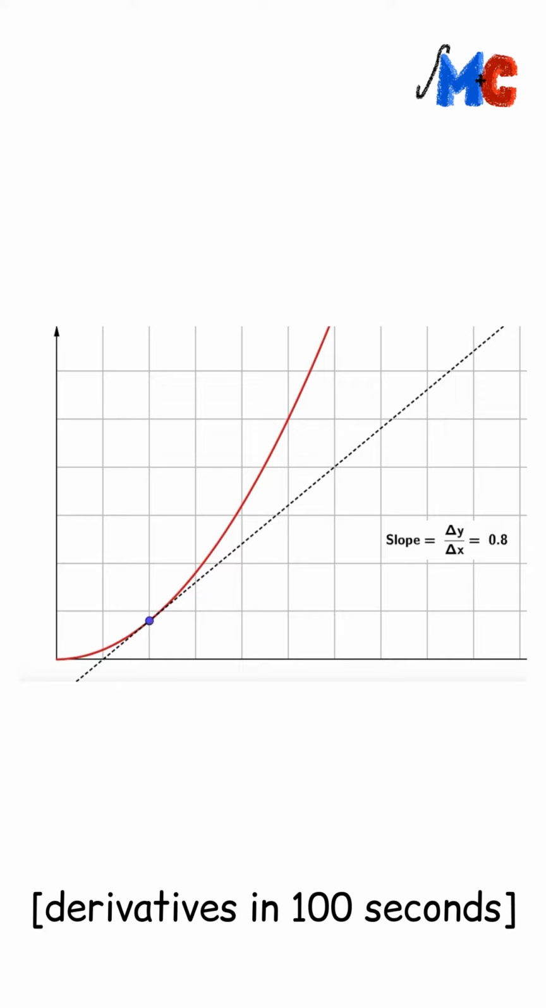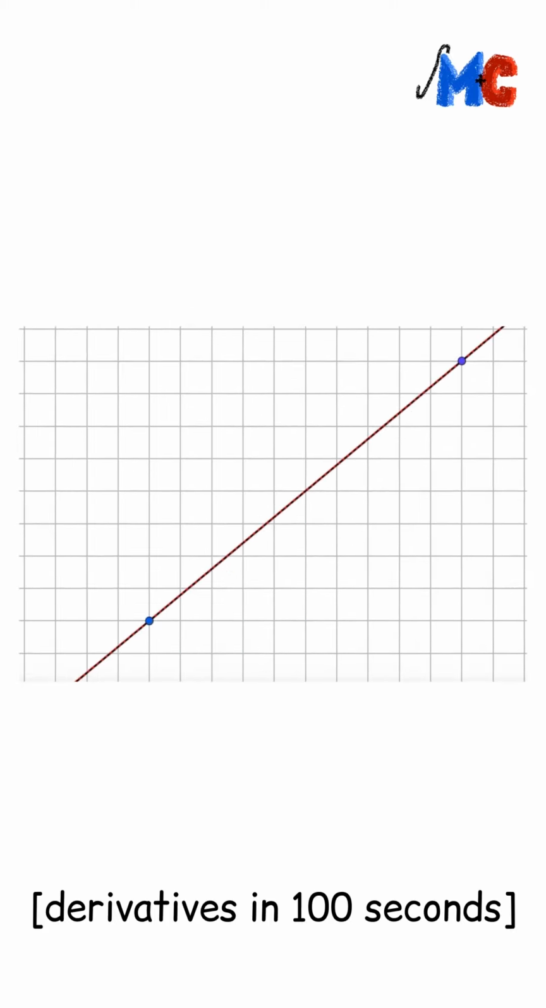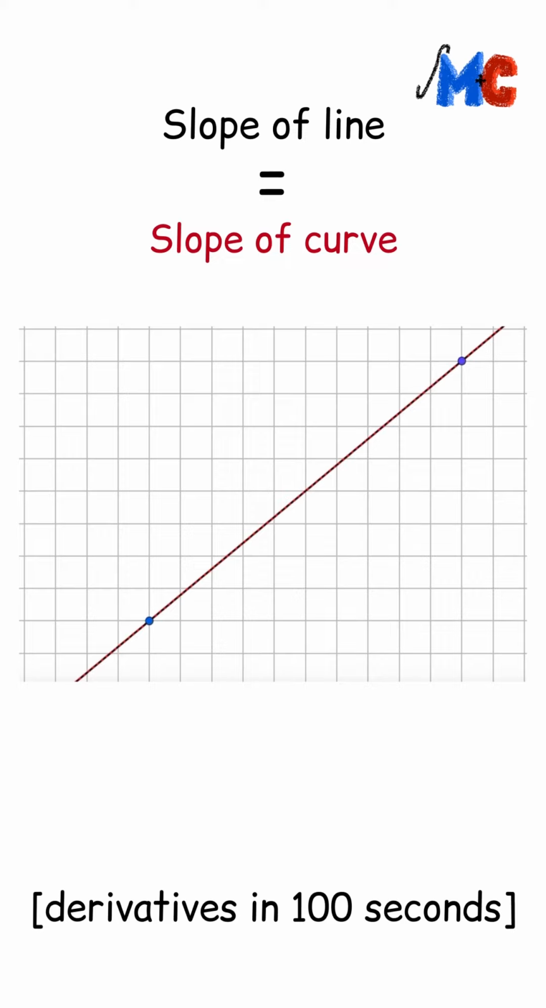Eventually, we reach a point where our purple point is infinitely close to our blue point. And we find that if we zoom in on our 2 infinitely close points, the section of our red curve between them looks exactly like a perfectly straight line, and the slope of our dashed line perfectly equals the slope of our red curve on this interval.